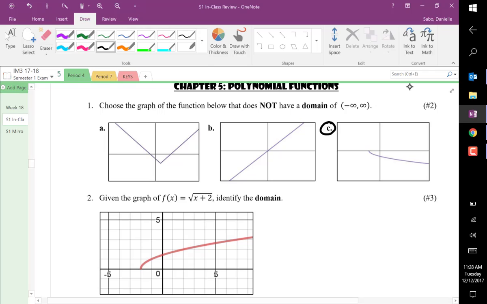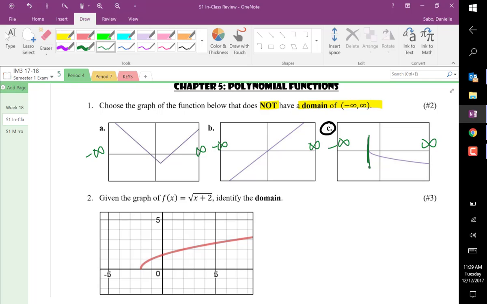Let me explain the question first. It says, choose the graph of the function below that does not have a domain of negative infinity to positive infinity. Remember what I told you guys to do to help you with domain and range? Negative infinity to positive infinity. A and B are forever going left and forever going right. This one, C, is stopping right here. That's restricting my domain. It stops or starts technically at that line that I just drew and goes on, yes.